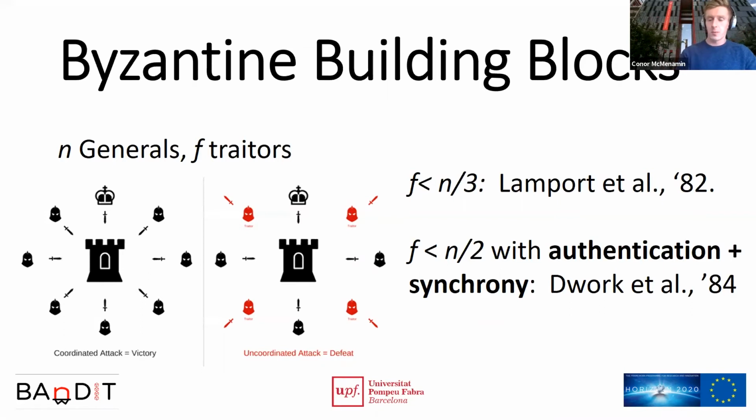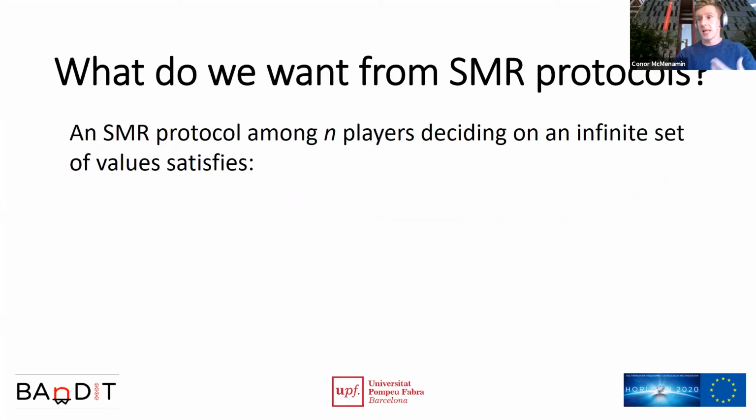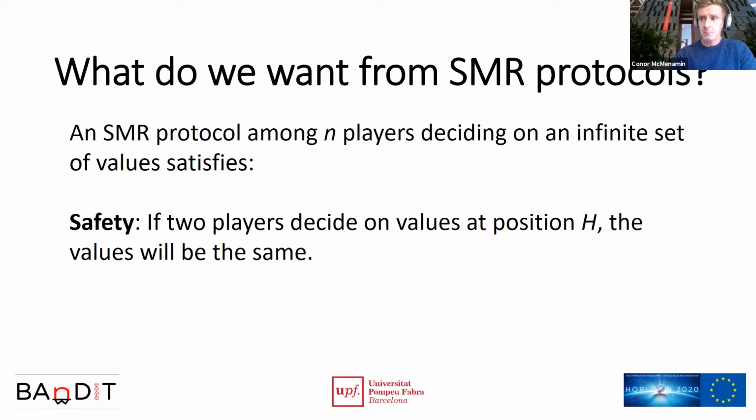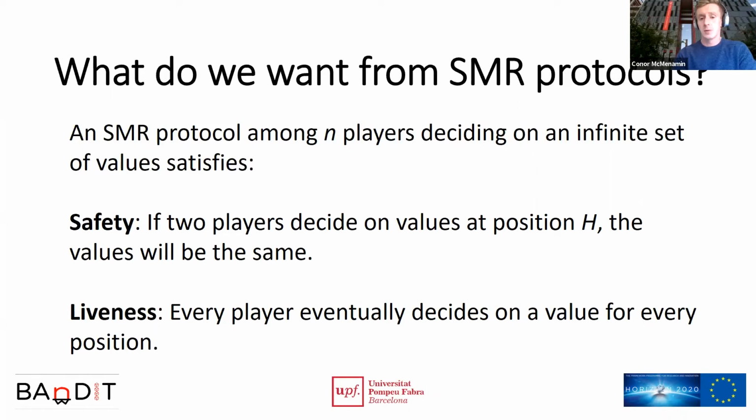So this problem solves if we're trying to agree on one specific action. But for state machine replication protocols, we actually have to agree on a potentially infinite set of values. So what do we require in addition to what we had with the consensus protocol? We require safety, so that if two players decide on a value, the values would be the same at each position in the sequence, which makes sense. And then liveness, that every player eventually decides on a value for every position. So safety means that everybody agrees on not only every action, but the order of the actions. And then liveness guarantees that the system will continue to progress.